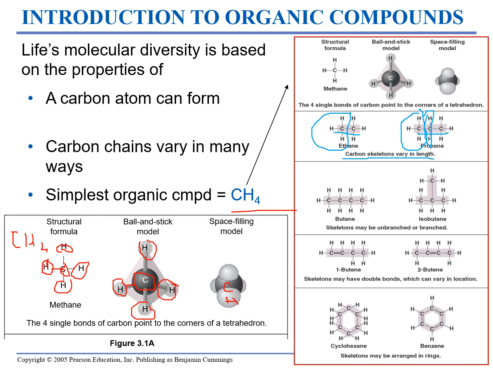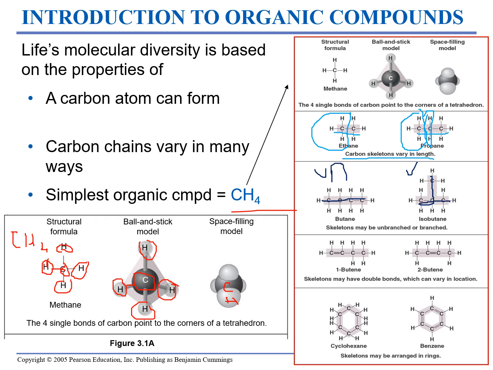So carbon skeletons vary in length. Other thing to remember is that skeletons may be branched or unbranched. So your butane is an unbranched. This is unbranched, not branched. And this is branched. So that's seen by this just being a straight line of carbon, but this one has branches here.